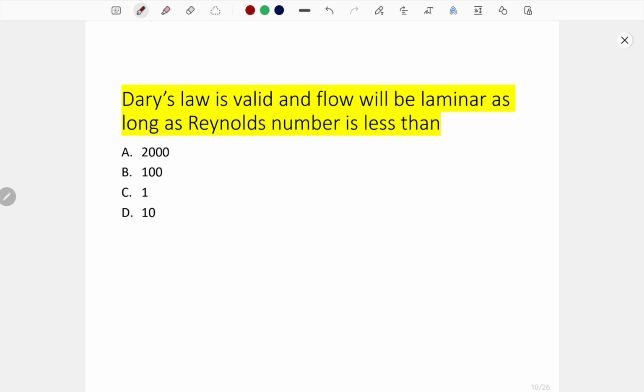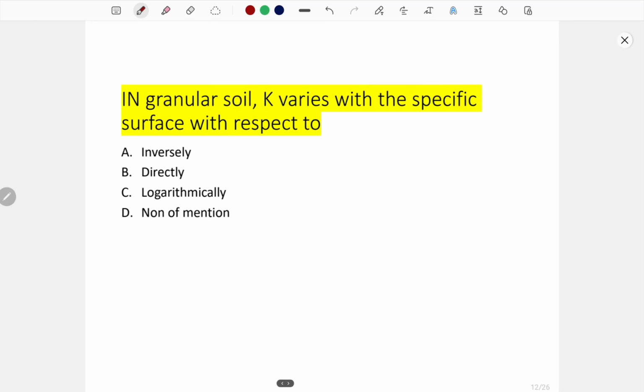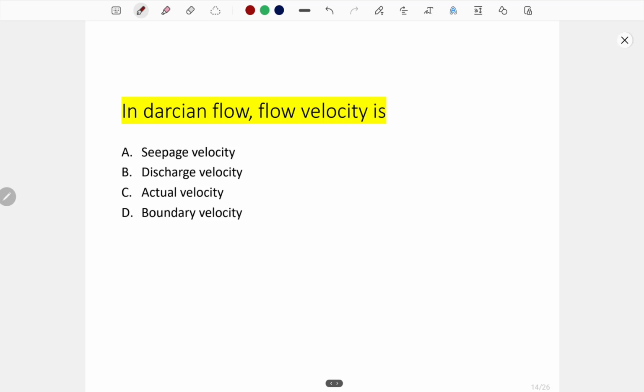Darcy's law is valid and the flow will be laminar as long as the Reynolds number is less than 1. In a granular soil, K, the coefficient of permeability, varies inversely with the specific surface. In Darcian flow, the flow velocity is the discharge velocity. You must remember this, this is also an important one.